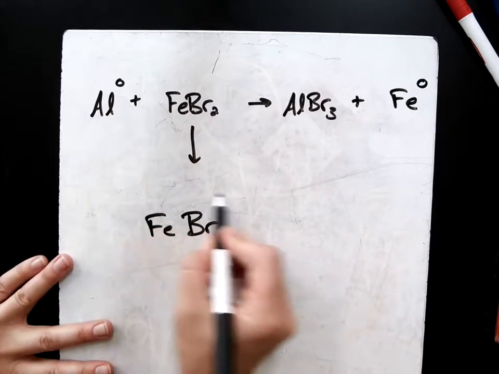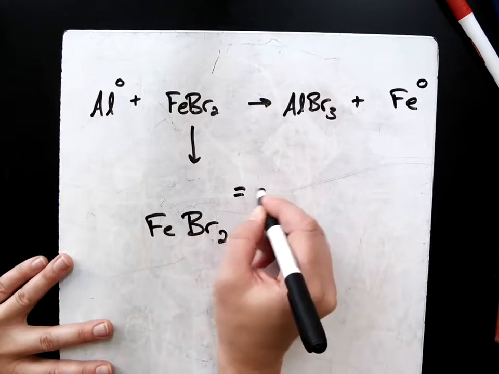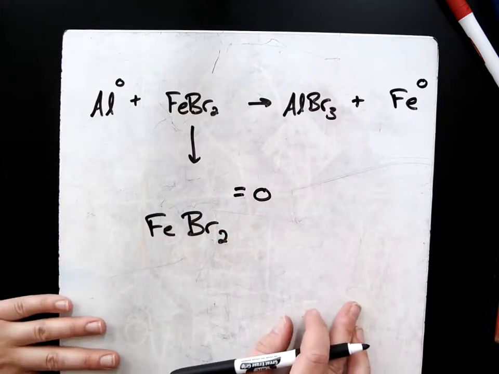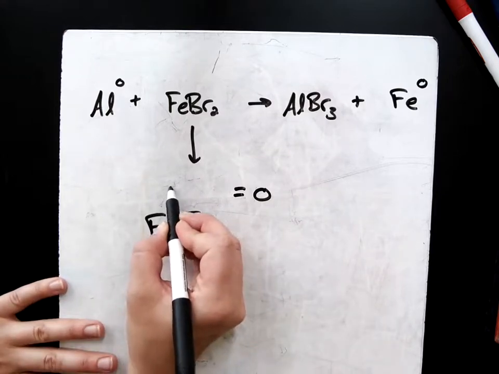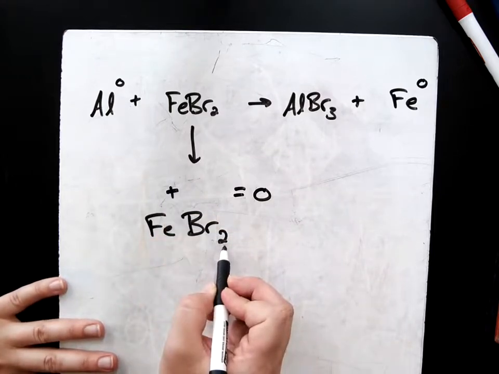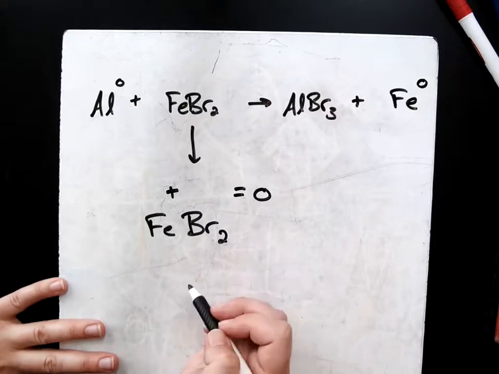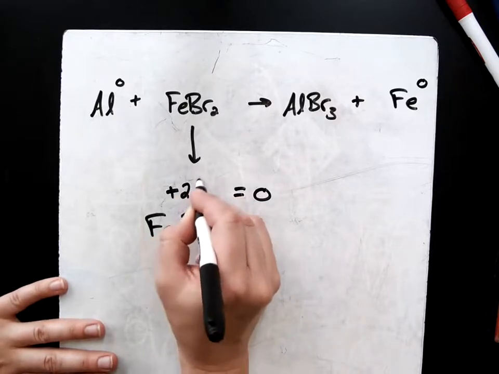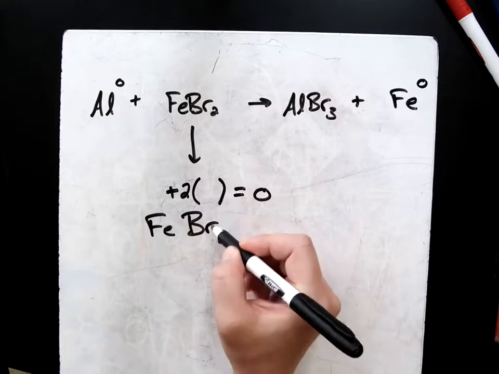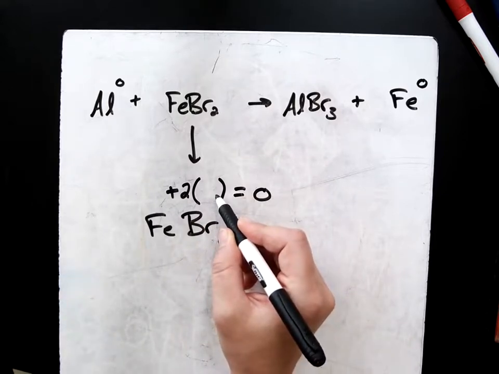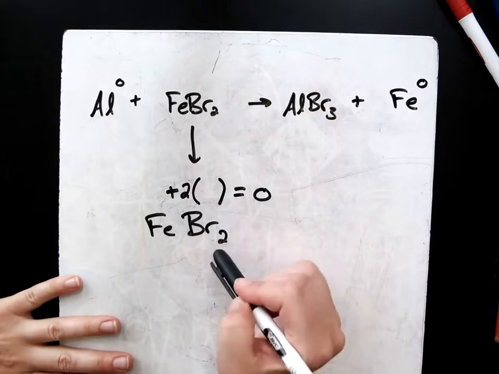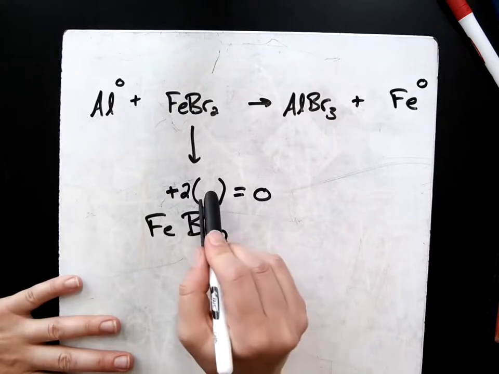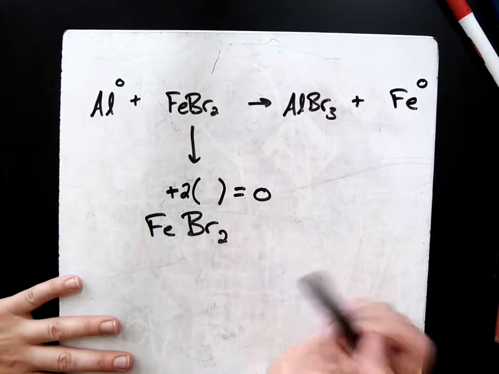FeBr2. All the charges have to add up to 0 because it's a neutral compound. Whatever the oxidation number on the iron is, if I add it to the oxidation numbers of 2 bromines, it would add up to 0. Now I'm going to do it this way, 2, and I'll put the oxidation number of each bromine in parentheses there. I don't want you to think that the 2 bromines together are the oxidation number. The individual charge is the oxidation number.